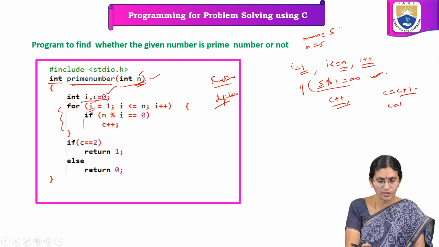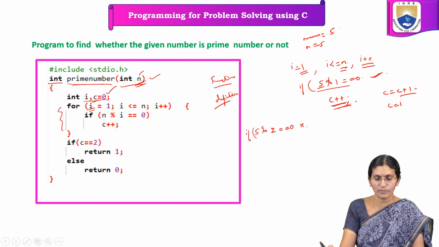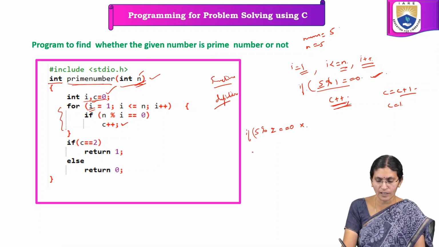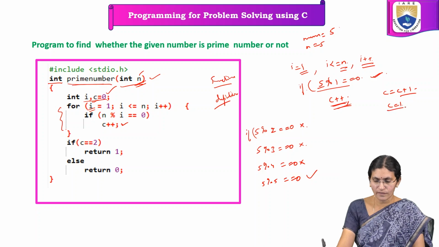In the next iteration, i is incremented to 2. 5 mod 2 is not equal to 0, so this condition is false and c is not incremented. It will not execute this statement. Then again i is incremented by 1. 5 mod 3 is not equal to 0, so this is also false, and c will remain 1. Next, 5 mod 4 is not equal to 0, also false. Next, 5 mod 5 is equal to 0. This condition is true here, so c is incremented by 1. Now c is equal to 2.